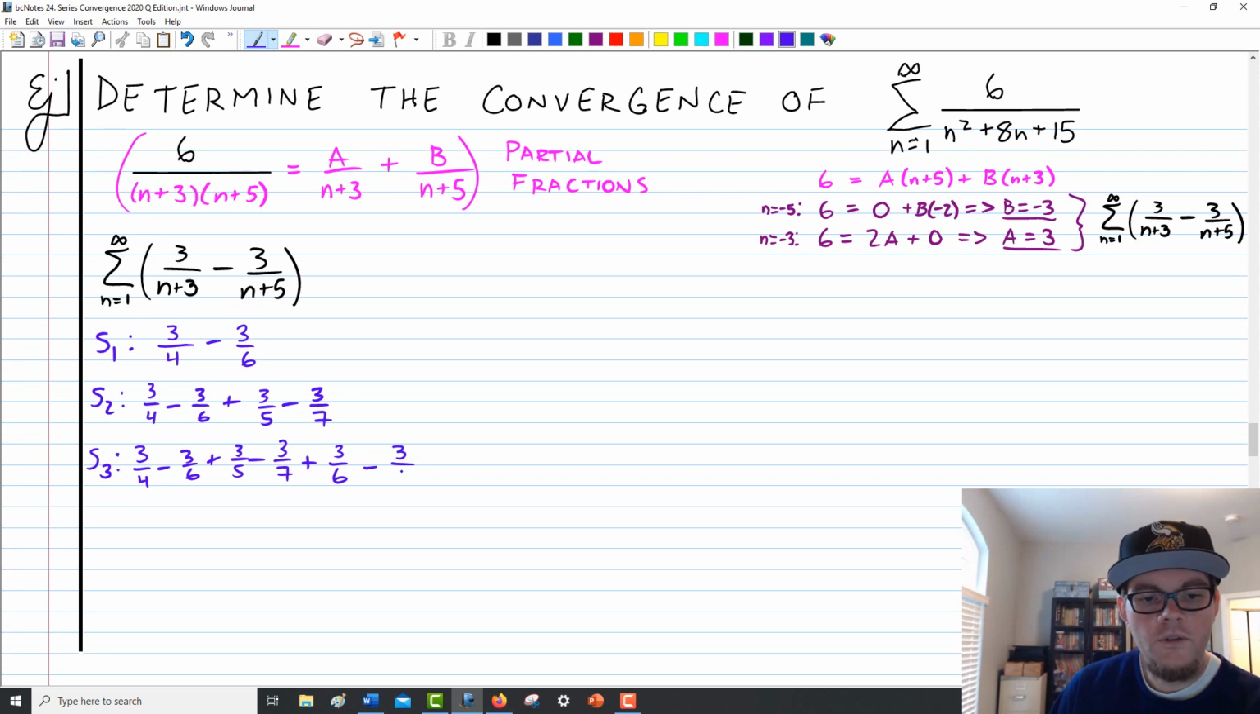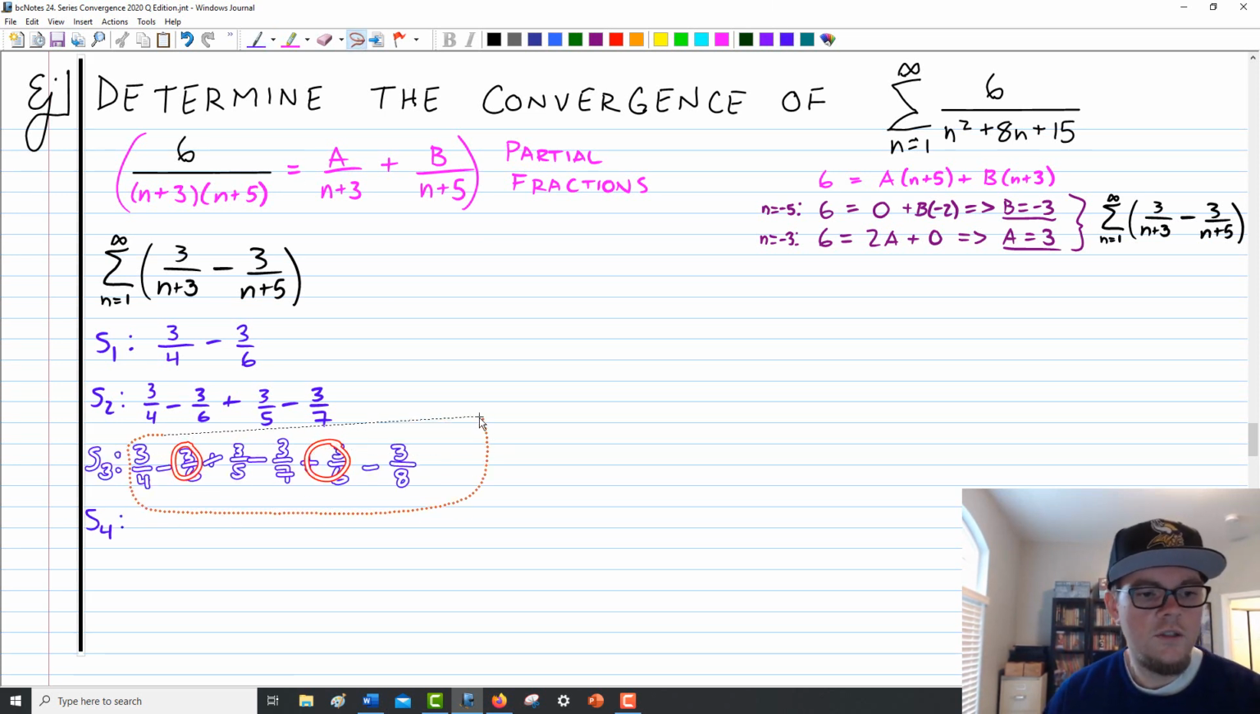Minus 3 over 3 plus 5, which is 3/8. So now finally, it appears that we've got some stuff zeroing out. We've got those two terms gone. So if you want to, you could go one step further just to kind of confirm the feeling. I usually do go about 4 terms, or 4 partial sums.